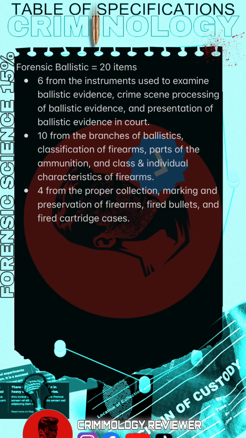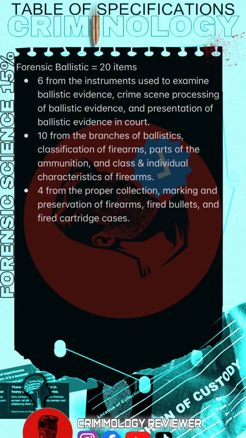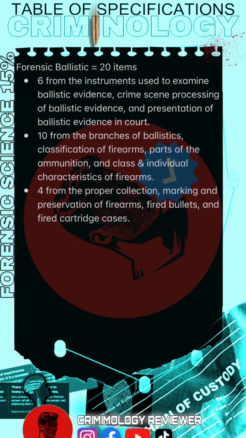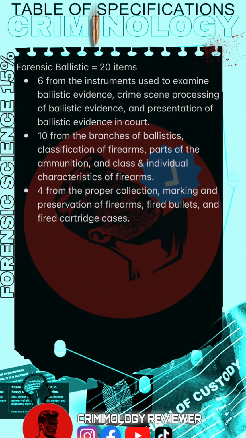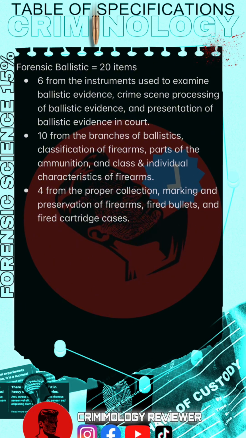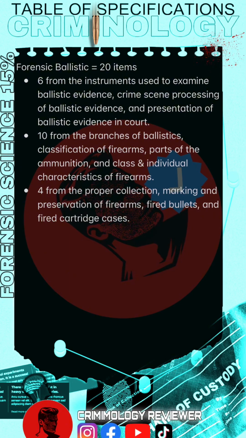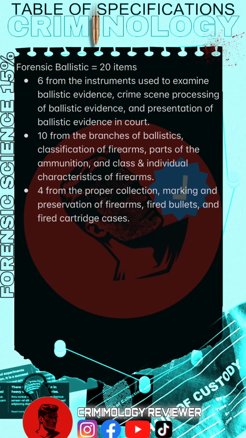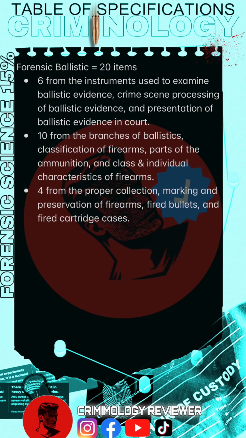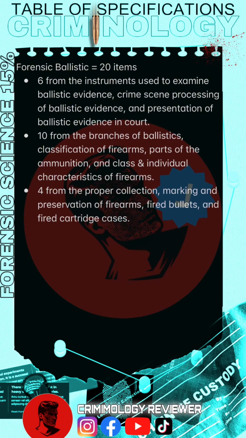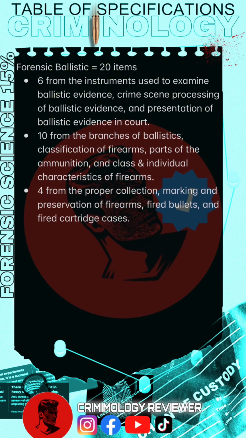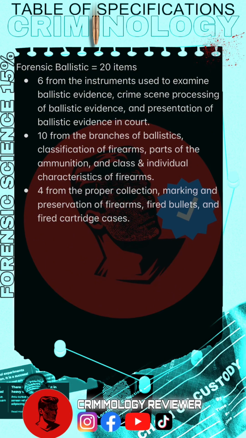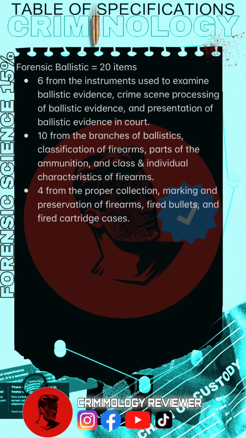Forensic ballistics, having 20 items. 6 from the instruments used to examine ballistic evidence, crime scene processing of ballistic evidence, and presentation of ballistic evidence in court. 10 from the branches of ballistics, classification of firearms, parts of the ammunition, and class and individual characteristics of firearms. 4 from the proper collection, marking and preservation of firearms, fired bullets, and fired cartridge cases.